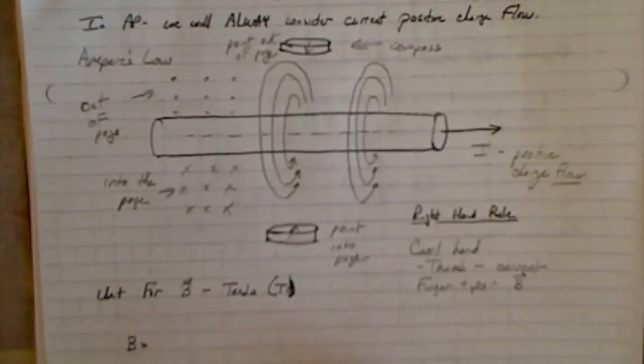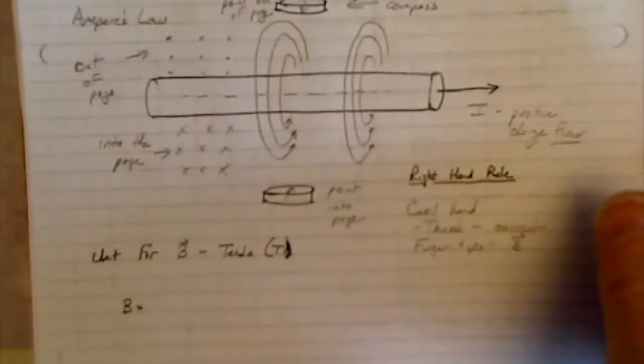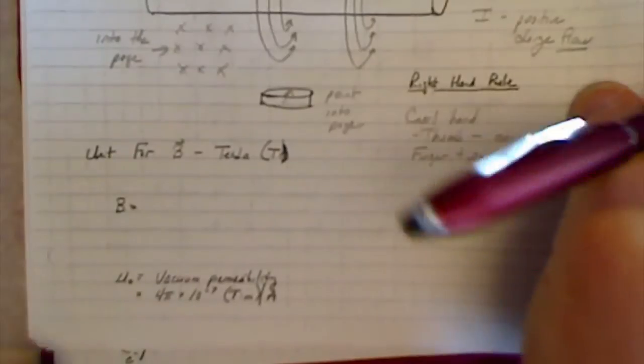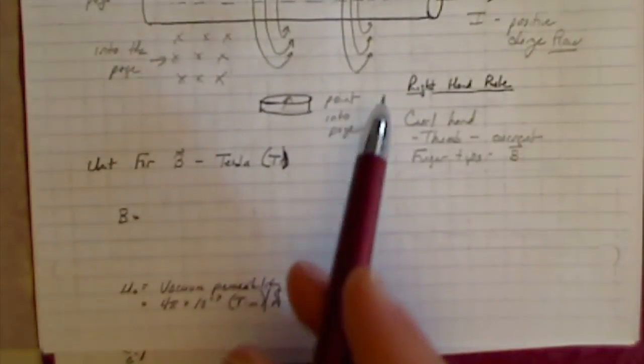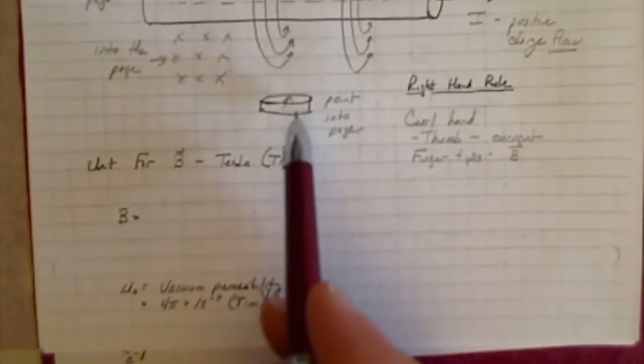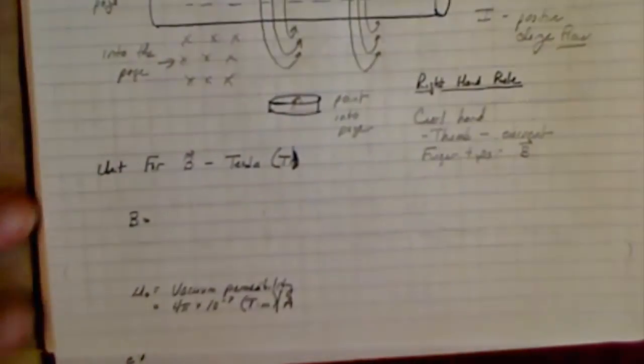Now, as always, we want to know how strong this magnetic field is. And to do that, there is a relatively simple equation. And it kind of makes sense. The only things that are going to really affect how strong the magnetic field is are how far away you are from the center of the wire and how much current's going through there.